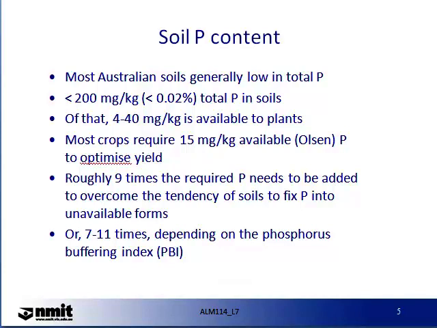This is referred to sometimes as the Olsen P. You need this 15 mg per kilogram in order to optimize your yield outcome. Roughly 9 times the required phosphorus needs to be added to overcome the tendencies of soils to fix P into unavailable forms, or 7 to 11 times depending on the phosphorus buffering index, PBI.